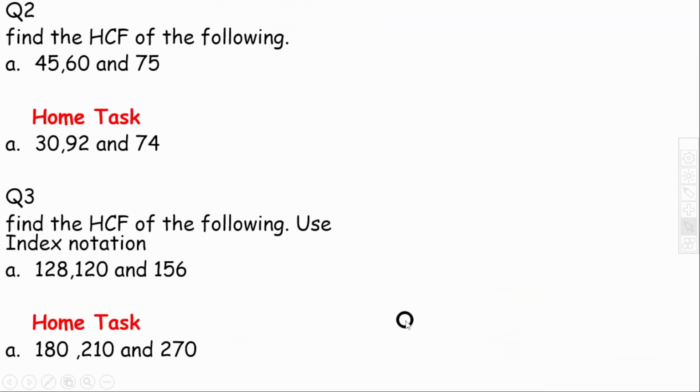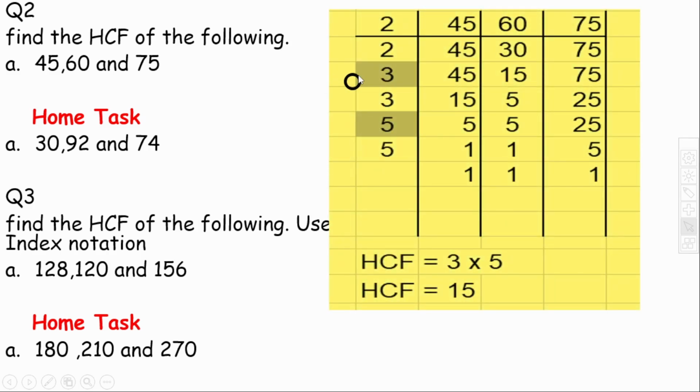Now let us go to the next one. Let's use another method to find the HCF of three numbers. Let's find the HCF of 45, 60 and 75. Now we use this method. This is another method that you can use to find the HCF.